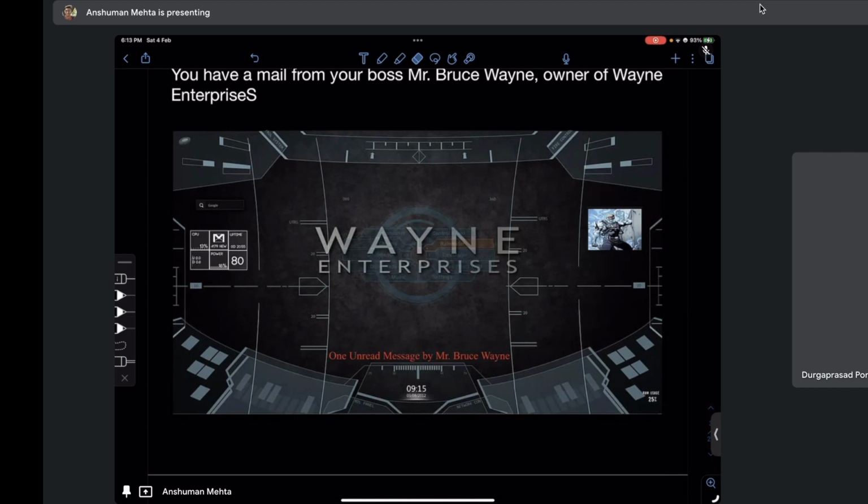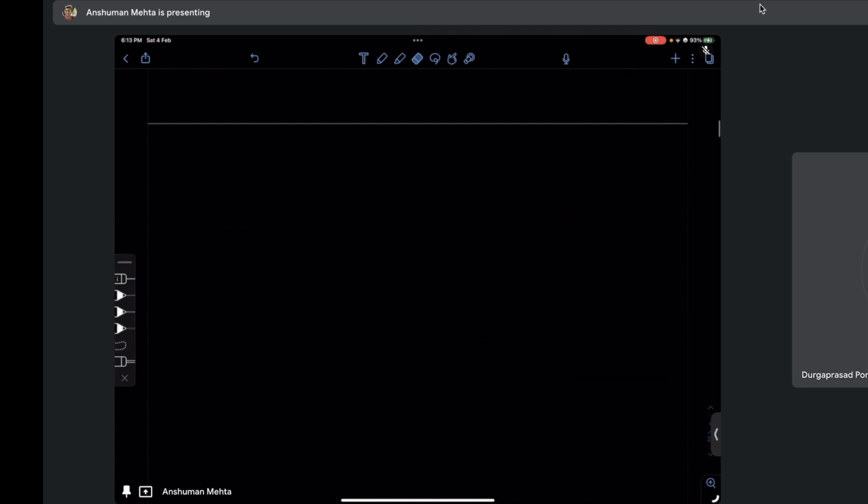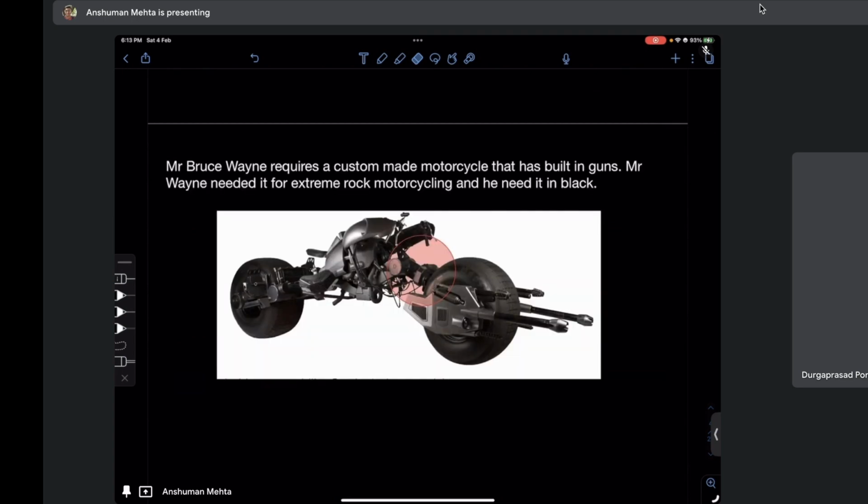So this is your screen, and there is one unread mail by Mr. Bruce Wayne, and what it contains is a problem statement by Mr. Bruce Wayne. He requires a custom made motorcycle that has built-in guns. Mr. Wayne needed it for extreme rock motorcycling, and he needed it in black. So there are a lot of things in it.